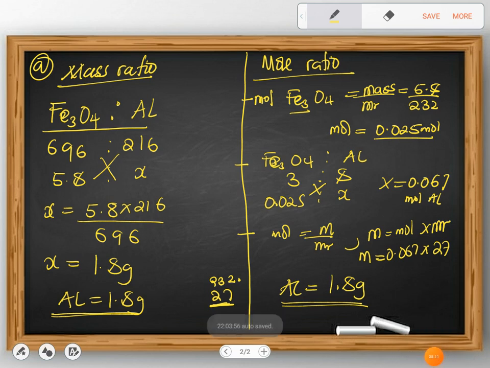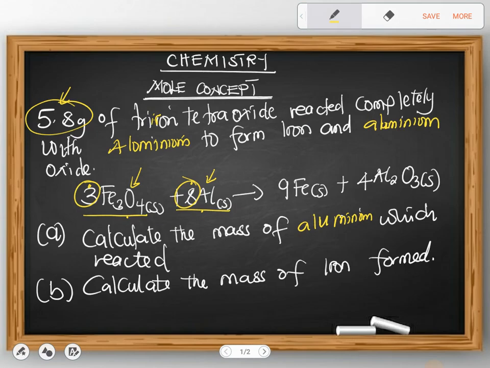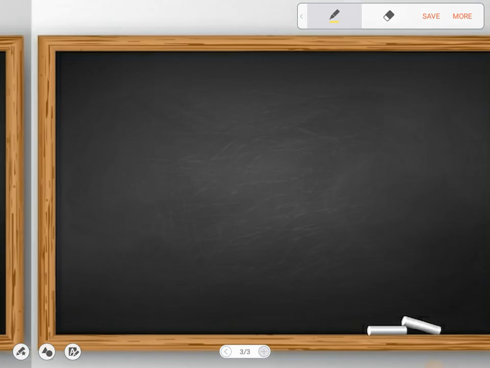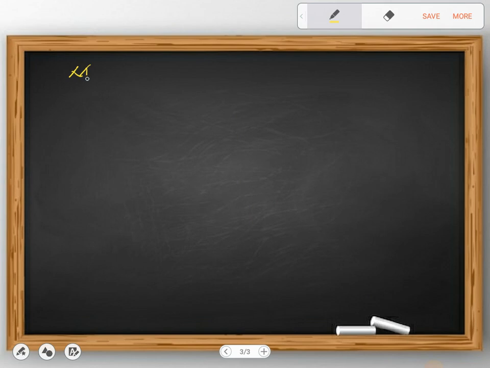I don't know which method we are going to go for, but it's up to you. Both have precautions to take, just like I have told you. B says calculate the mass of iron, so we need to find the mass of this one. To find it, we can use mole ratio or mass ratio. It will still give us the same answer. We can use mass ratio.